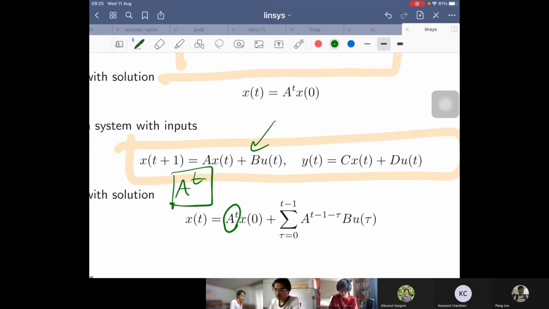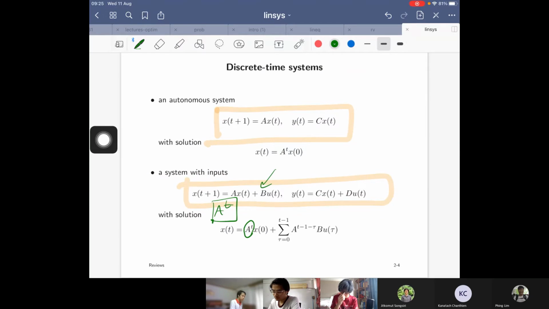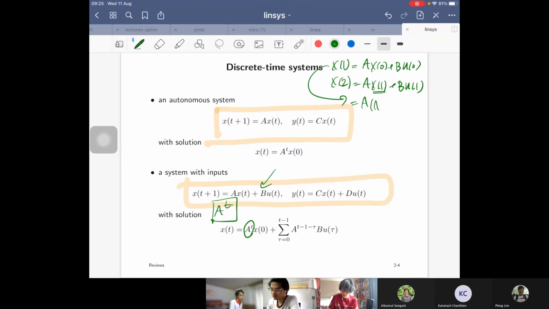Again, the way you solve it is, if you don't need anything else, just write x1 equals A x0 plus B u0, and then you write x2, recursively writing the equation, and then plug in the response of x1 from the first equation. Can you do this at your own time? Just keep writing this, and then you will see that the closed form solution is given by this.